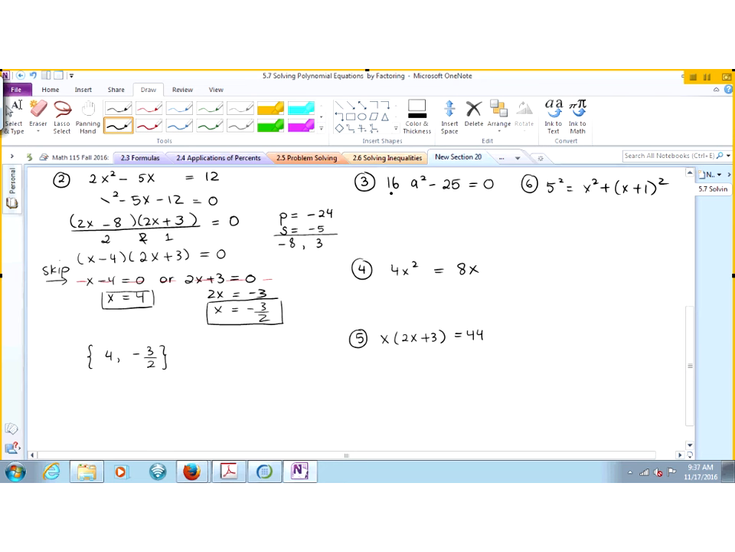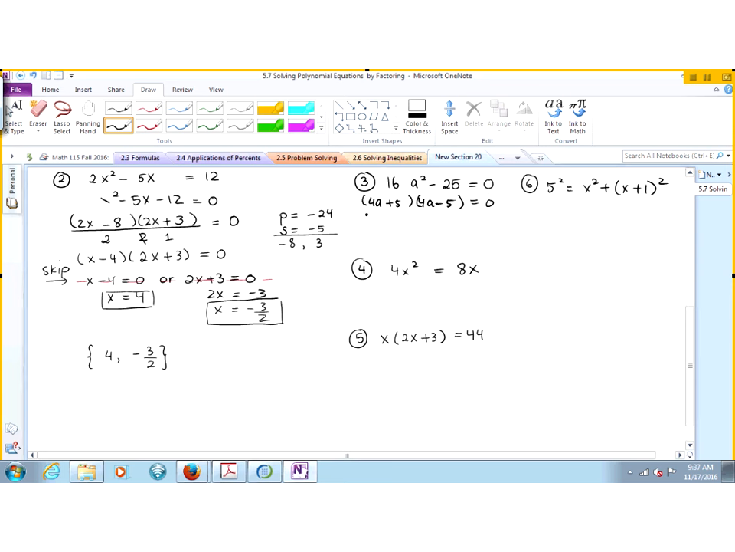All right, so now, number 3, is it in standard form already? Yeah, it is. So I have one side equal to 0. Now, how do we factor 16a squared minus 25? Oh, you guys remember that? So it's a binomial. Is it a perfect cube or square? So what is this? 4a plus 5 or 4a minus 5 equals 0.